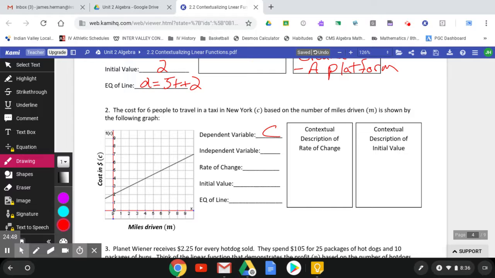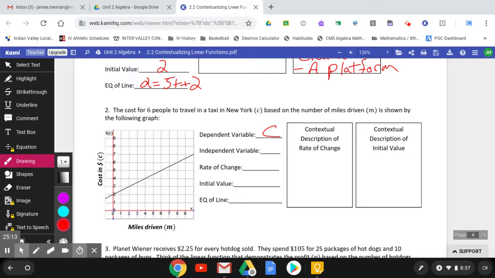Did somebody else find a different way? Did anybody find your dependent variable a different way? Yes, sir. Cost of 6 people to travel. The cost, it's based on the miles. So this is based on that. So this one depends on that. You could find it that way.